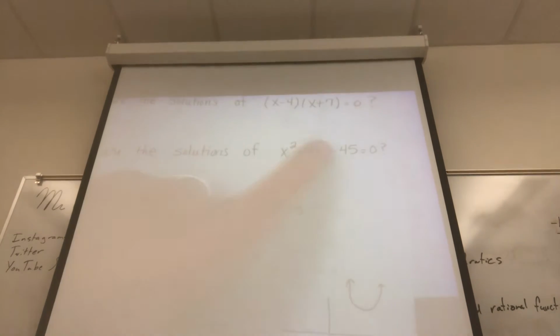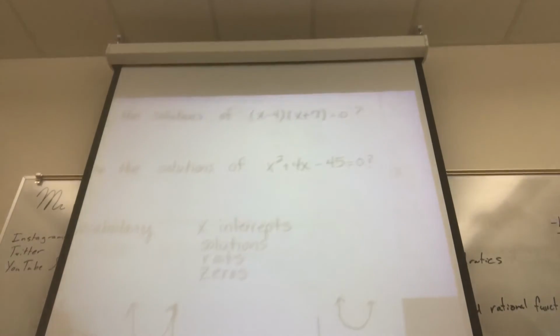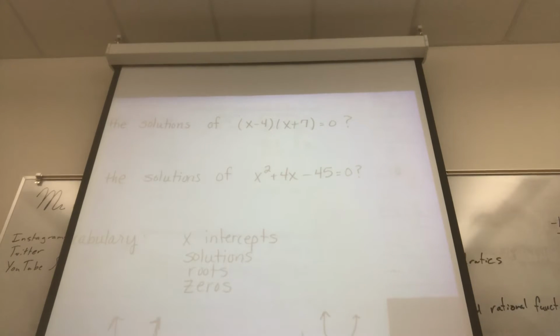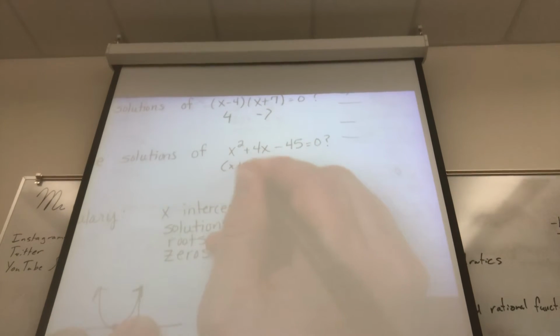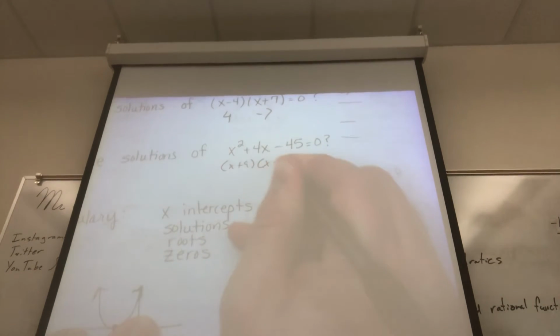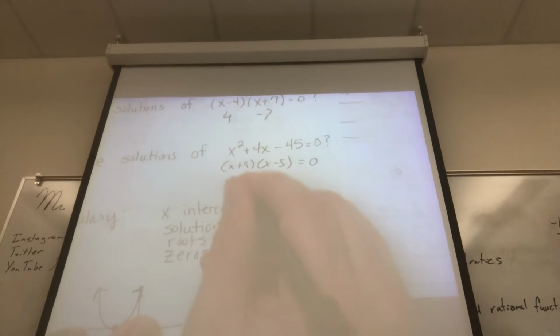The solutions when it's already factored is just what's going to make it into 0. If x minus 4 is 0, x is 4. If x plus 7 is 0, x is -7. All you have to do is change the sign. What are the solutions of this? It's going to multiply to a -45 and add to 4. That's x plus 9 and x minus 5. That means my solutions are a -9 and a positive 5.